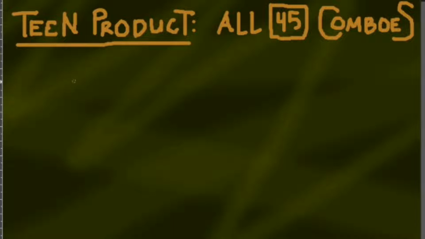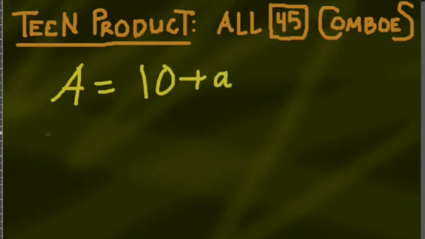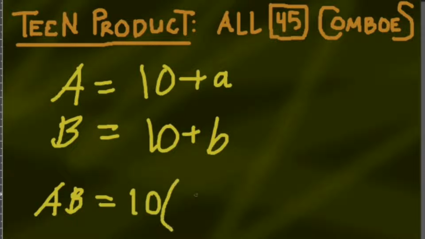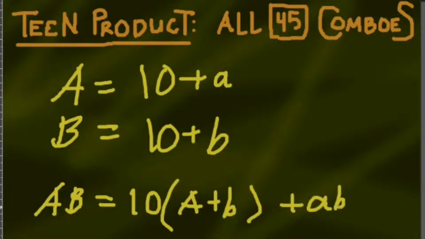So I forgot to tell you that if uppercase A equals 10 plus small a and uppercase B equals 10 plus small b, then big A times big B becomes 10 times (big A plus small b), plus small a times small b, like this.